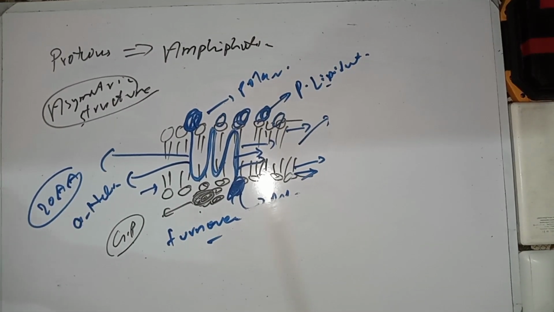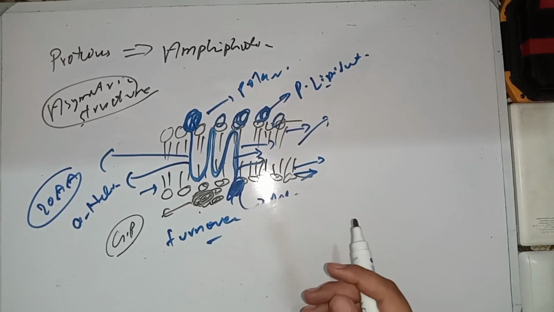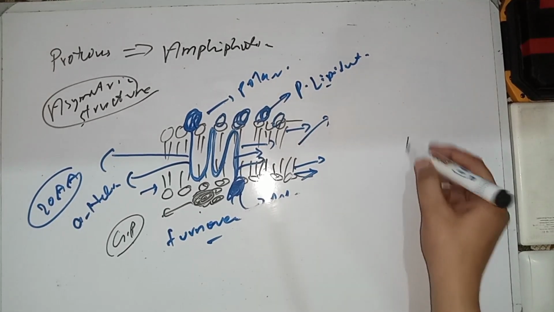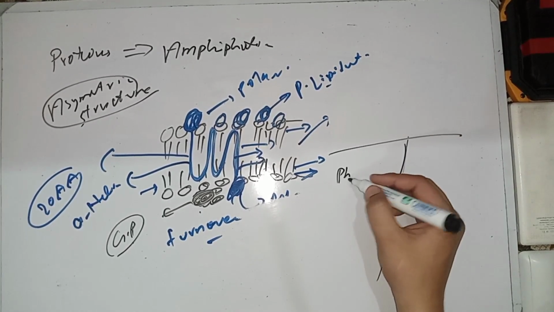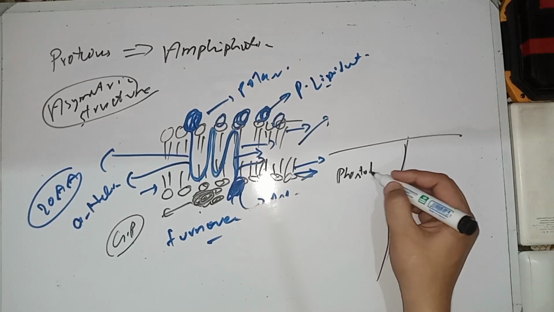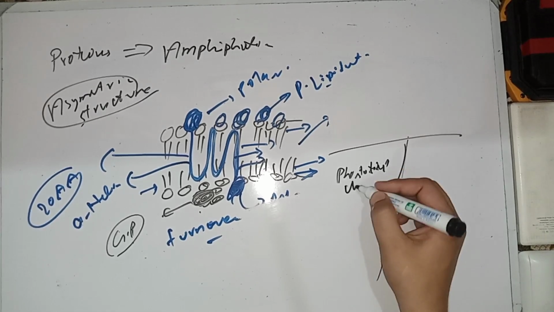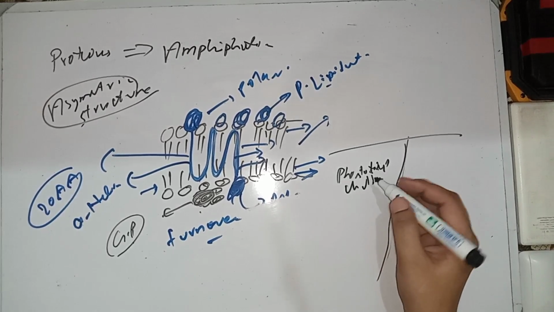For example, let us discuss the choline containing phospholipids, for example, phosphatidyl choline and sphingomyelin.